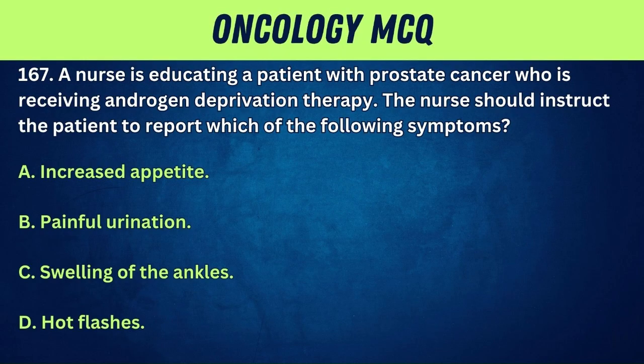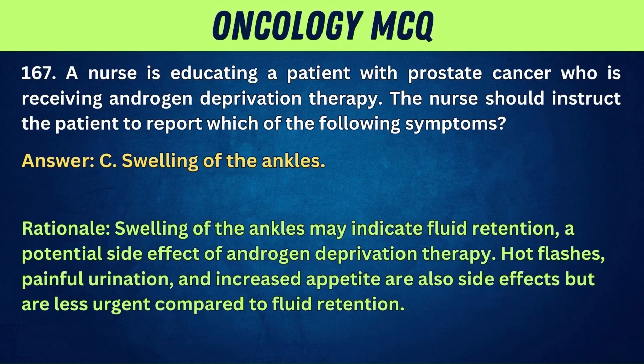167. A nurse is educating a patient with prostate cancer who is receiving androgen deprivation therapy. The nurse should instruct the patient to report which of the following symptoms? A. Increased appetite. B. Painful urination. C. Swelling of the ankles. D. Hot flashes. Answer. C. Swelling of the ankles.